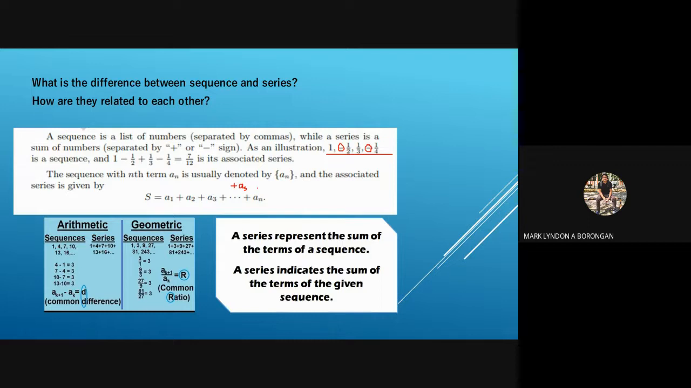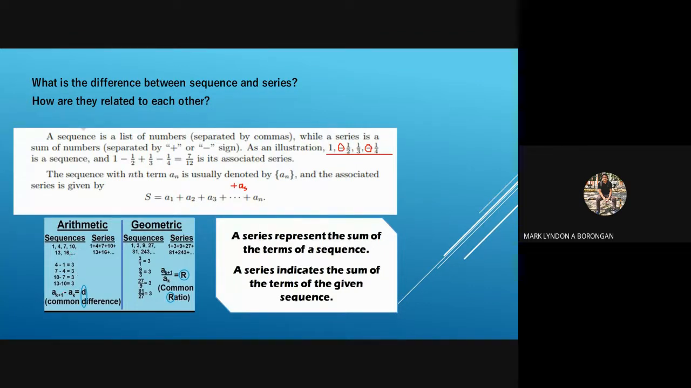The difference between geometric and arithmetic is that arithmetic has a common difference. Let's take a look at this example: 1, 4, 7, 10, 13, and 16. If you look closely, the difference of 4 and 1 is 3, the difference of 7 and 4 is 3, and 10 and 7 is 3, and so on. This implies that the common difference of this sequence is 3. This is our arithmetic sequence; it involves a common difference.